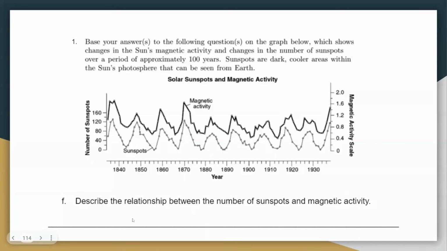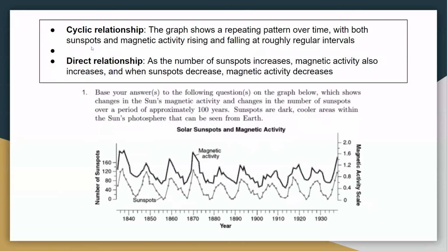Next, F. Describe the relationship between the number of sunspots and magnetic activity. Now, to find the relationship, I'm going to look at both my line graphs that are made for the sunspots and the magnetic activity over time. And there can be more than one relationship between two different variables, not just one. So, first, let's look at the main types of relationships that we talked about.